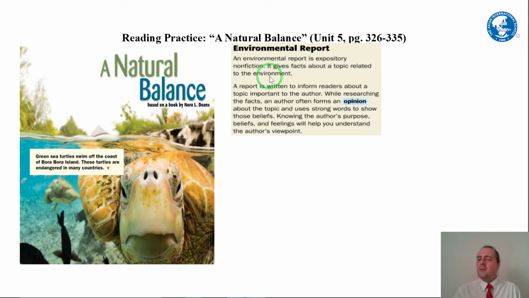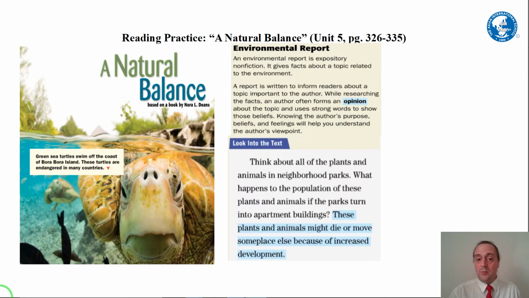Now, do we have to agree? No. The author has a purpose for writing, which we just talked about, and we need to understand their viewpoint, and then we can decide whether we agree or disagree, and whether we learn something from the author. The report is written to inform readers about a topic important to the author. While researching the facts, the author forms an opinion, what they think about the topic, and uses strong words to show those beliefs. Knowing the author's purpose, beliefs, and feelings will help you understand the author's viewpoint.